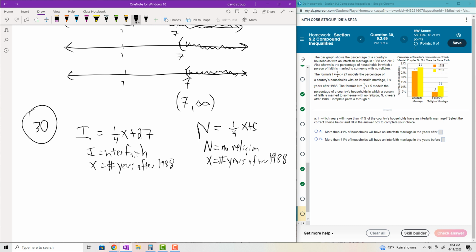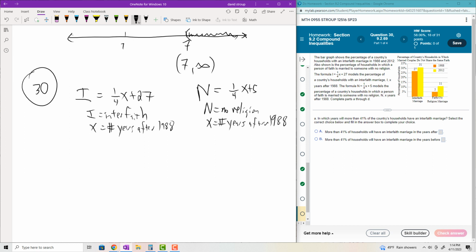Okay. So part A, in which years will more than 41% of the country's households have an interfaith marriage? So you take interfaith and go 1/4 x plus 27. And it needs to be more than, not greater than or equal to, but just greater than. So we can move the 27 over.